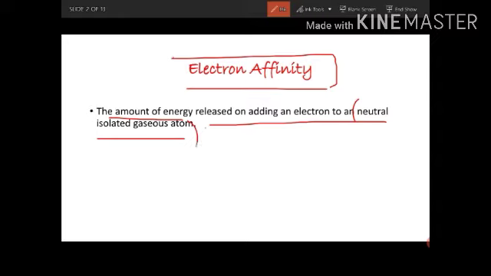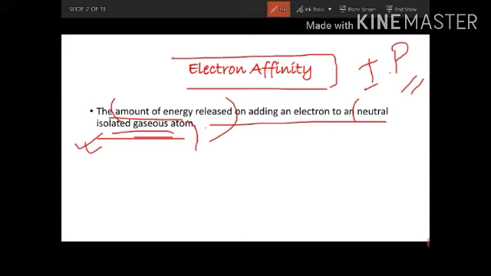Why neutral isolated gaseous atom? I have already discussed this when I was teaching you ionization potential. If you have not seen the video, I request my viewers to please go back to my previous video and understand what is a neutral isolated gaseous atom. Now, it is the amount of energy released.